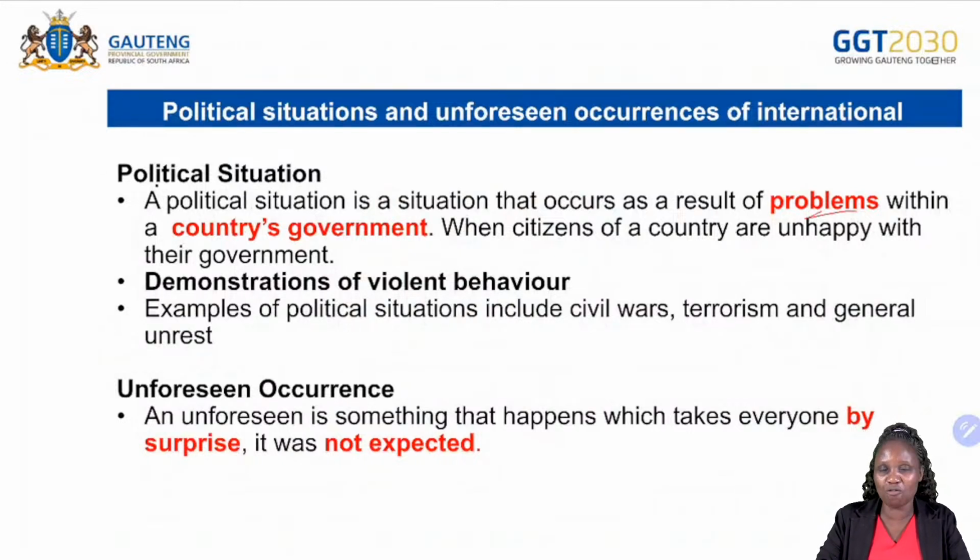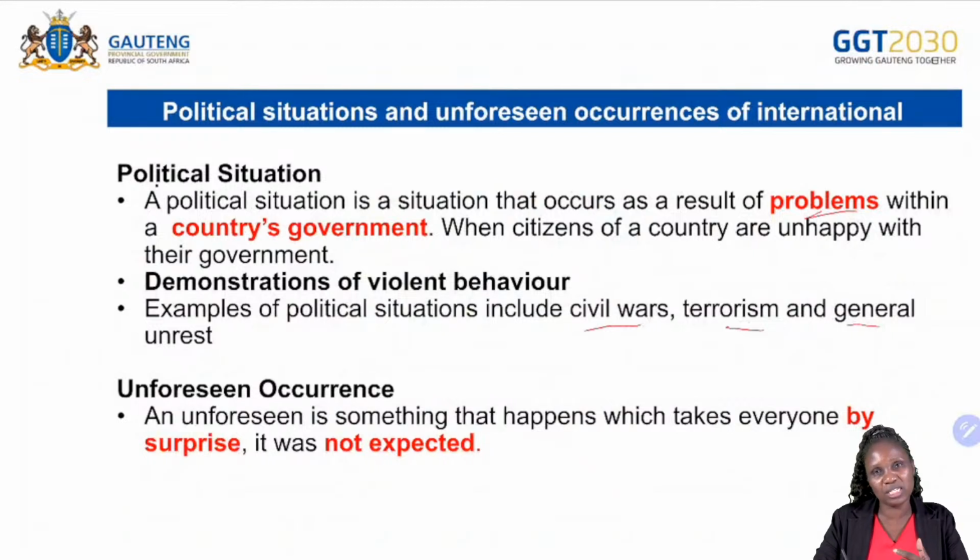And then the examples of political situations include civil wars. We've talked about civil wars where people of the same country will be fighting each other. Then terrorism, this is an act of terror. For example, we've got the Twin Towers that were hit by two hijacked aeroplanes on 11 September 2001 in the United States of America. And then we've got general unrest. These are strikes. These are protests. They also scare away tourists.